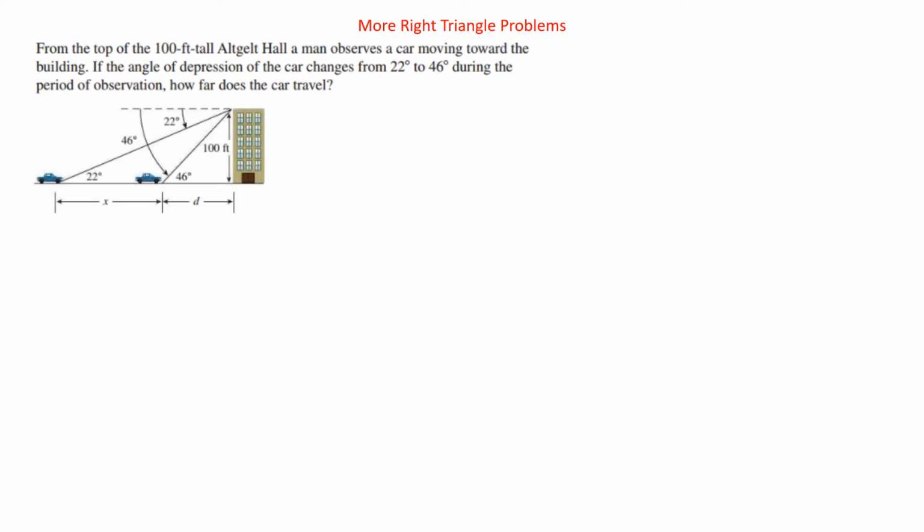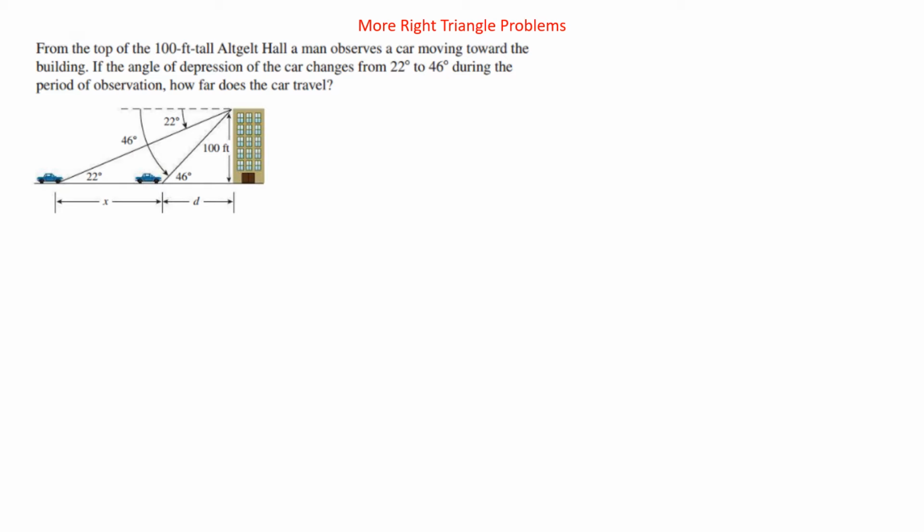Now, we do have some that are a little bit more difficult. They involve two triangles. So, from the top of the 100-foot tall Altgeld Hall, a man observes a car moving towards the building. If the angle of depression of the car changes from 22 degrees to 46 degrees during the period of observation, how far does the car travel? So, drawing a picture is huge. Now, me drawing a picture on here is less good because my drawing skills are not great, and then it takes a while.